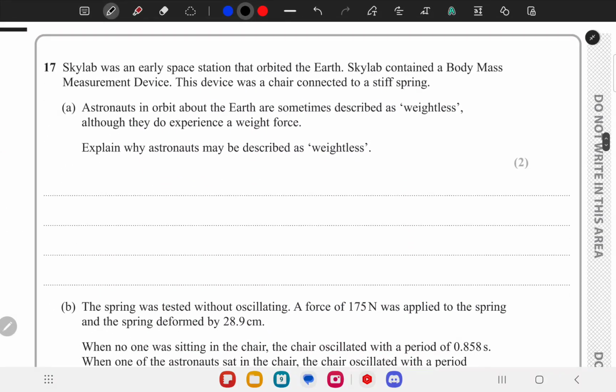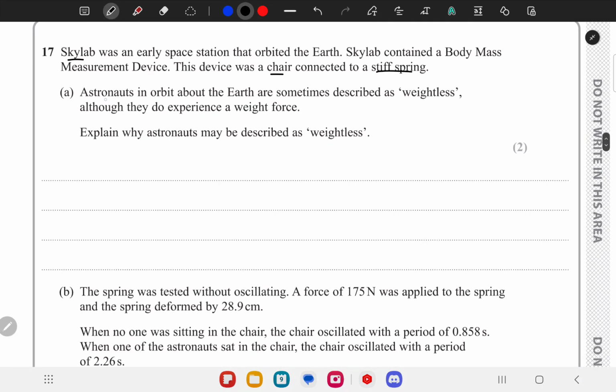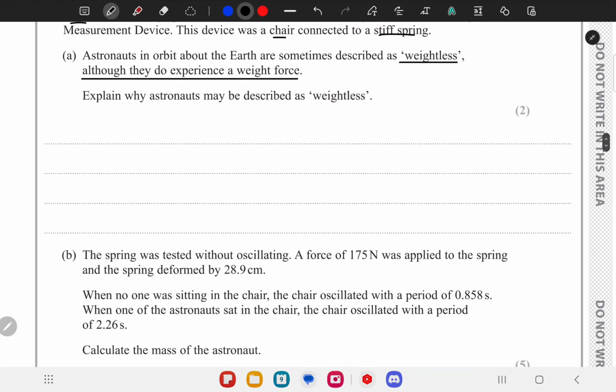Now in question 17, we are given that Skylab was an early space station that orbited the Earth, which contained a body mass measurement device. This device was a chair connected to a stiff string. Now in question A, we are asked: astronauts in orbit about the Earth are sometimes described as weightless, although they do experience a weight force. We have to explain why this may be described as weightless.